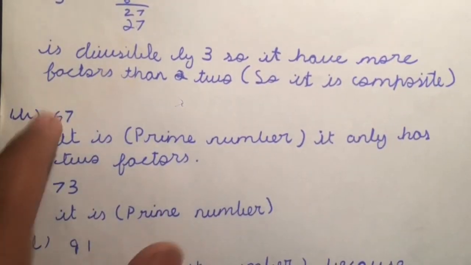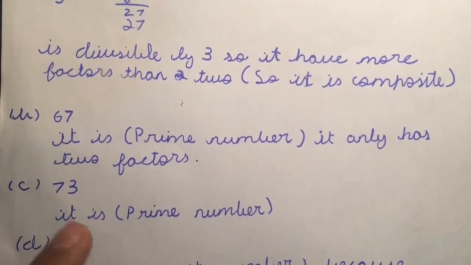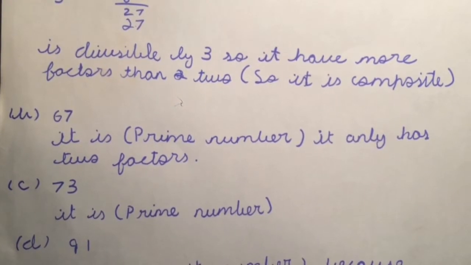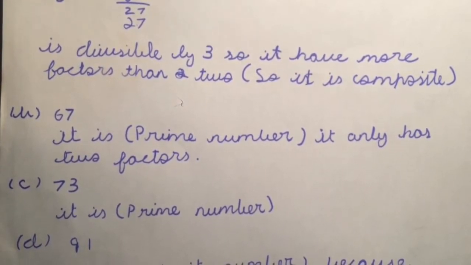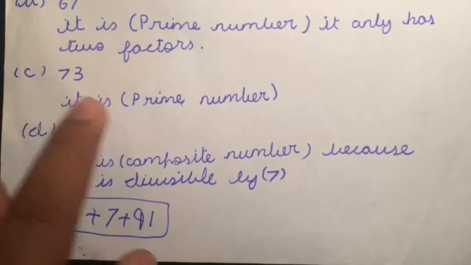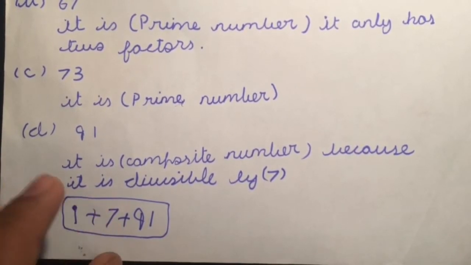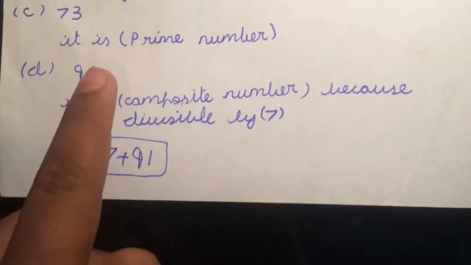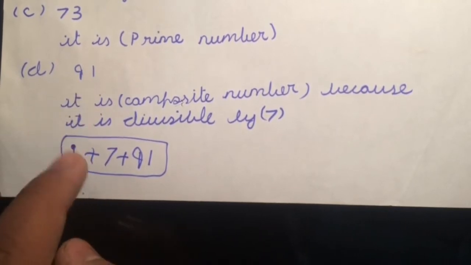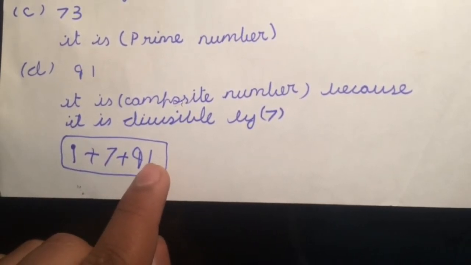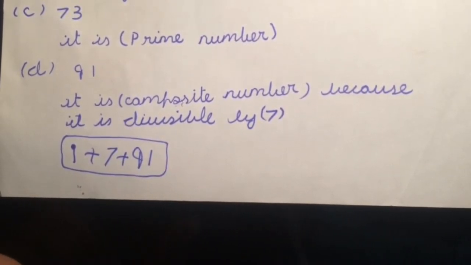Then it comes to the B part, 67. It is a prime number because it has only 2 factors. The first factor is 1 and the second factor is 67 itself. It is not divisible by any other number. Then it comes 73, the C part. It is also a prime number because it has only 2 factors. Then there is a D part, 91. It is a composite number because it has 3 factors, 1, 7 and 91. So more than 2 factors are the composite numbers.